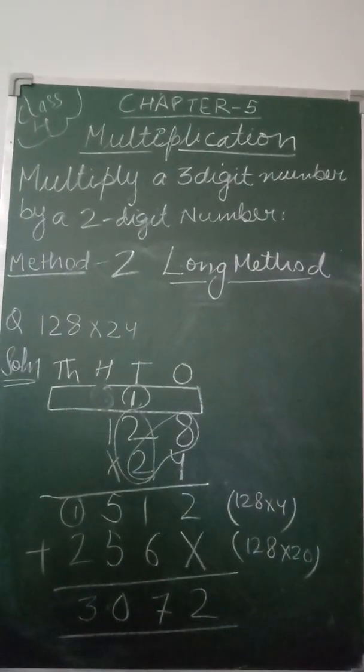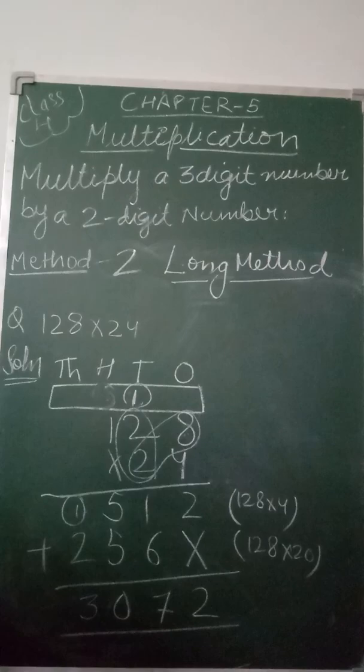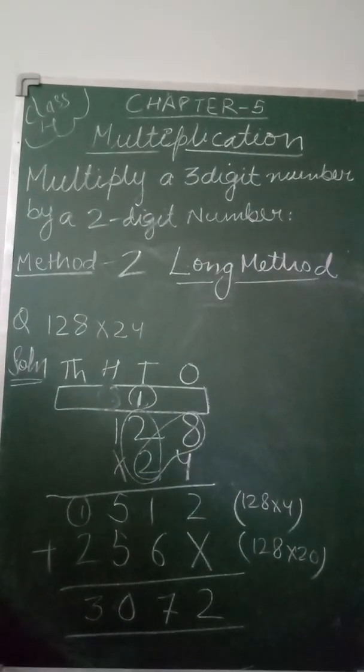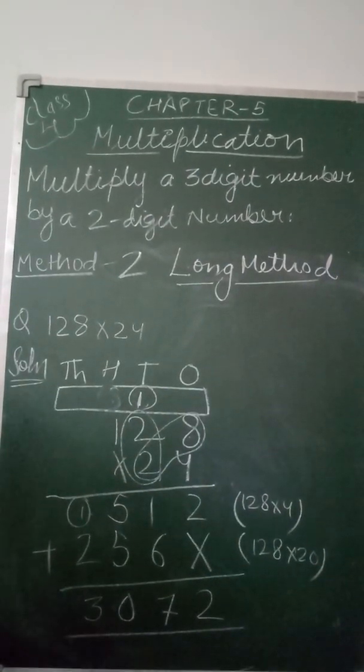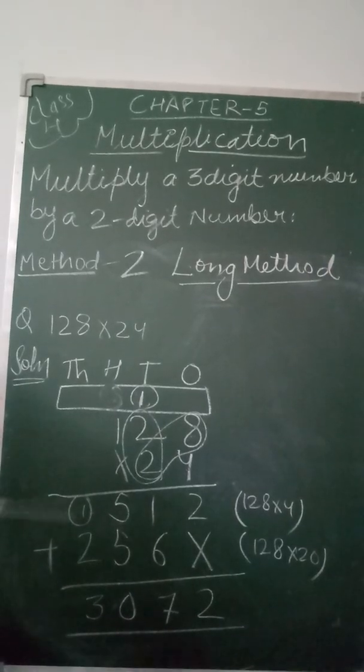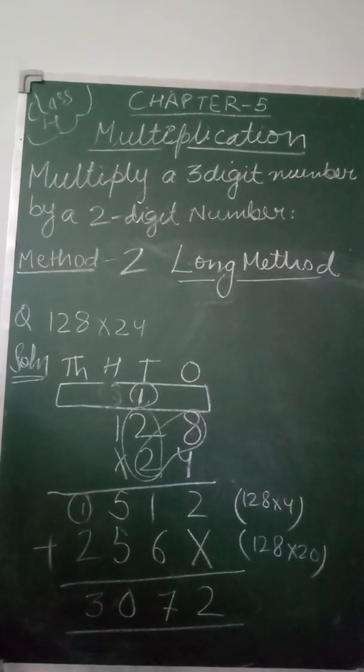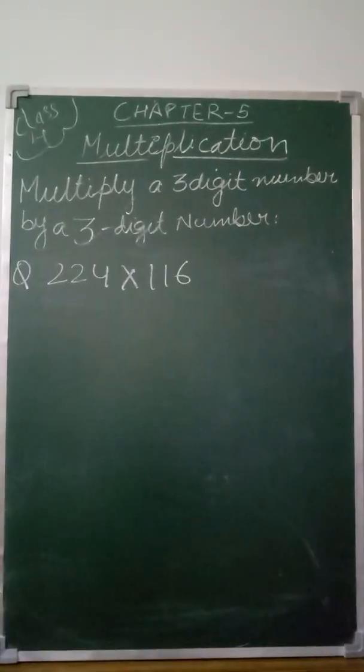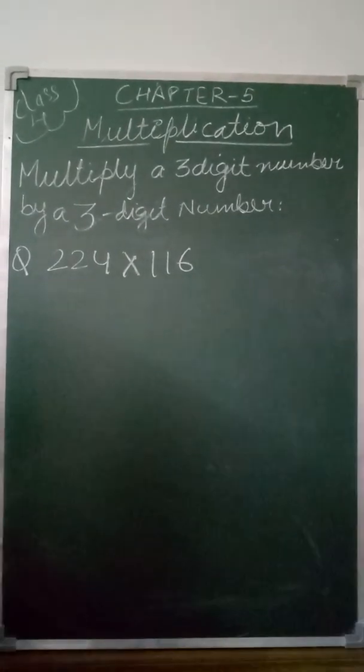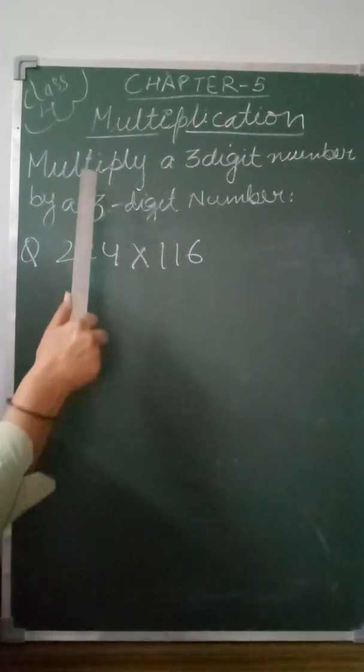So student, this is the second method. You can choose any method. If nothing is mentioned in the question, you can choose any method, either the box method or this method. That is up to you, which is easy and convenient for you. Right, student?